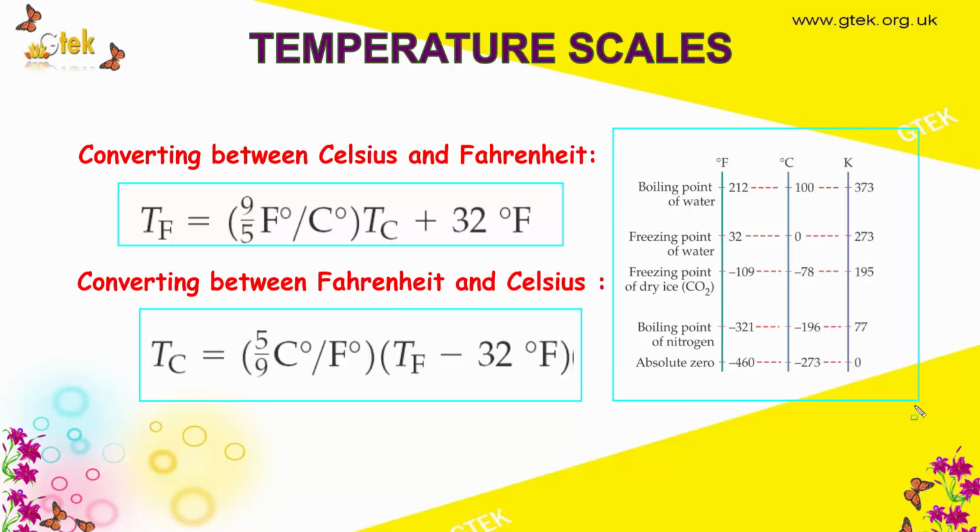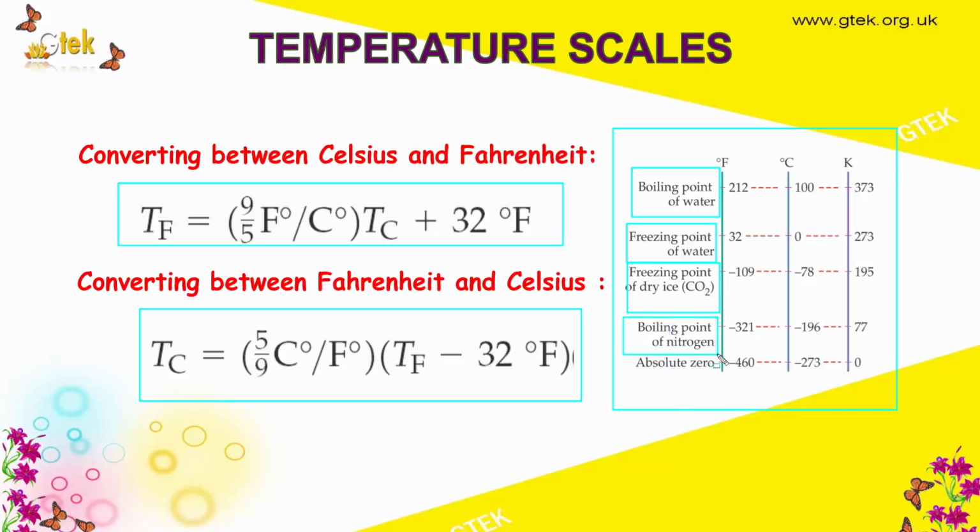You can parallelly find the boiling point of water over here, and this is the freezing point of water, and this one is the freezing point of dry ice, which is CO2, carbon dioxide, and this one is the boiling point of nitrogen, and this one is absolute zero. So in terms of Fahrenheit and Celsius, you can find the temperature scales, and this one is Kelvin, which we won't talk about now.